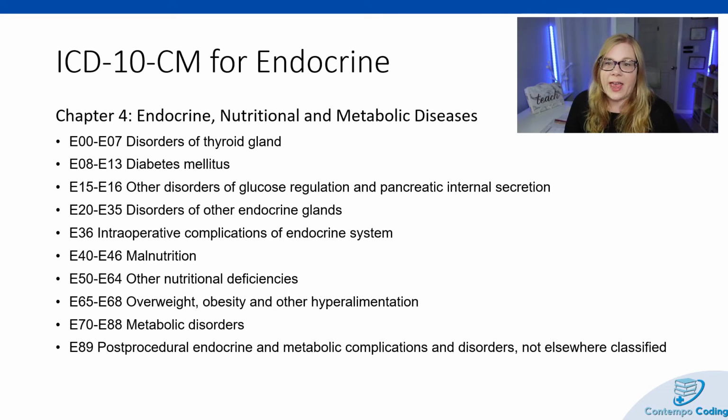So for ICD-10, our endocrine is going to be a lot of our chapter 4 codes, disorders of the thyroid gland, diabetes, that is a huge one. When a patient has diabetes and the provider doesn't specify what type of diabetes they have, we always default to type 2 diabetes. So if they don't say if it's type 1 or type 2, we default to type 2.